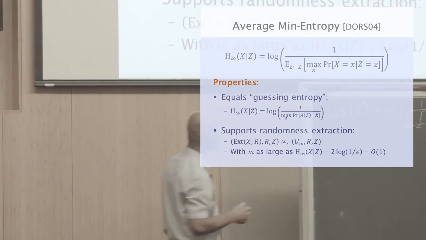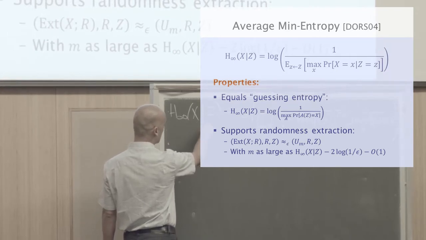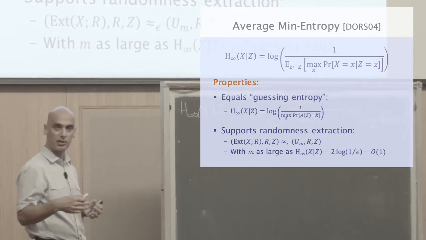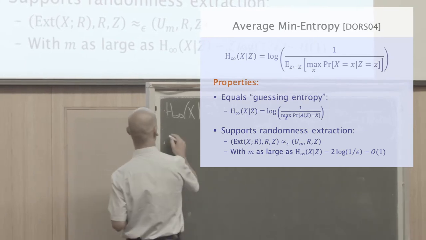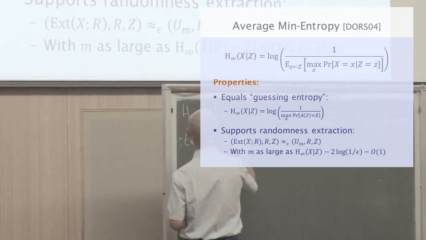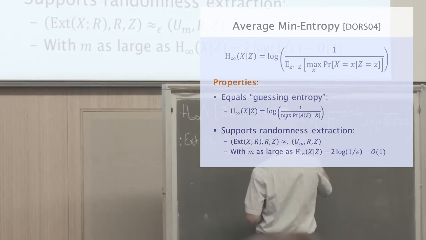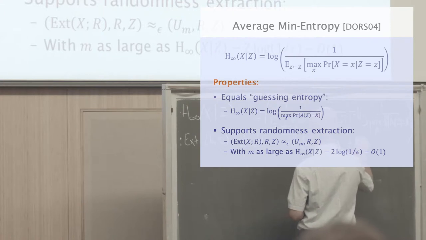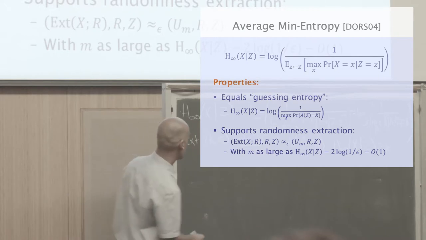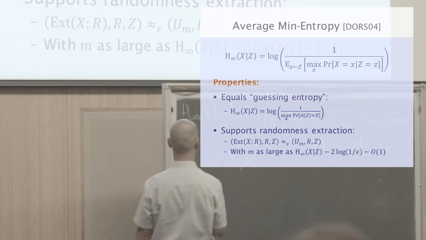supports randomness extraction. So if the min entropy of X given Z is at least k, I can extract nearly k bits of almost uniform bits from X, even conditioned on Z. So I'm going to write that as a definition. A function is a (k, epsilon) extractor if for all X, Z with min entropy of X given Z at least k, we have the extractor applied to X with a random seed.